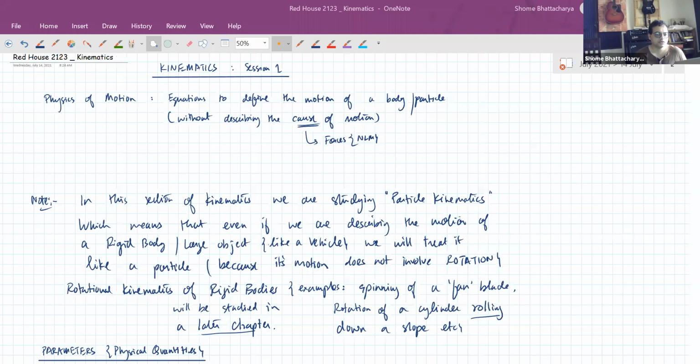We are not studying something like that. We are studying something more simple, like if you throw a ball without giving it any spin in the air, so it just simply goes like this, without spinning about its axis. That type of motion involves no rotation, so that is where we can treat the rigid body like a particle. That is what we are going to do over here, which is called particle kinematics. Whereas something which involves rotation of a body while it is in motion will be studied under a different section called rotational kinematics, which will come in a different chapter a little bit later.